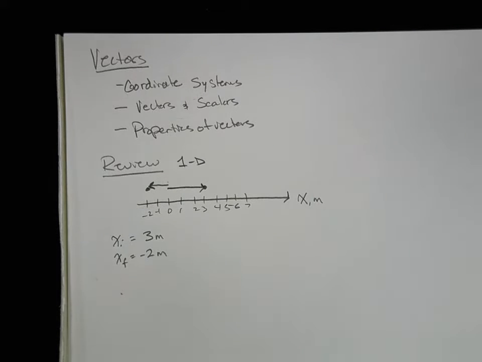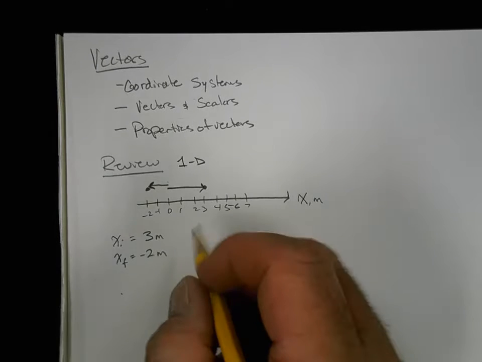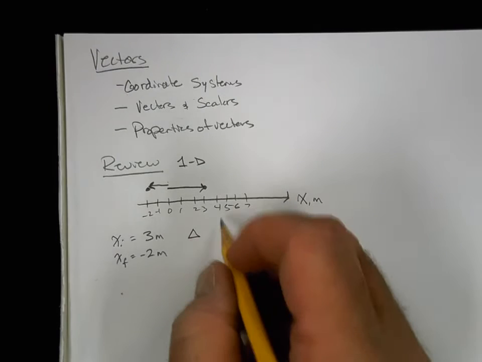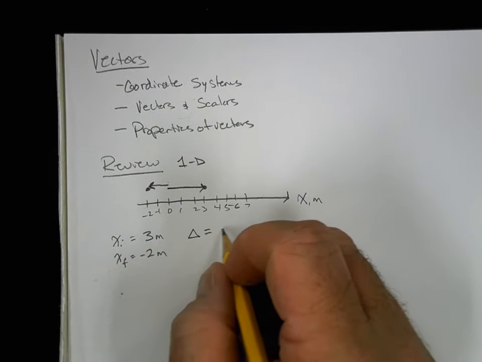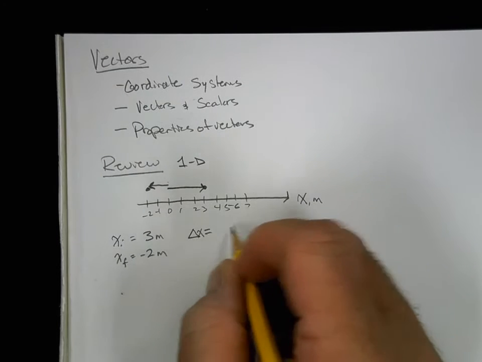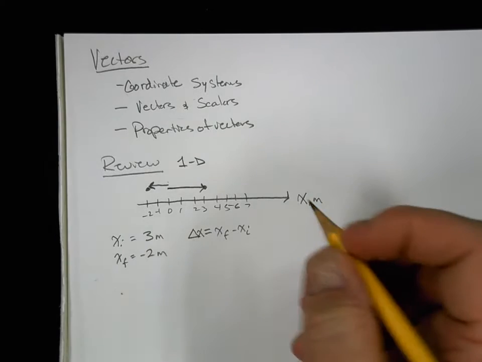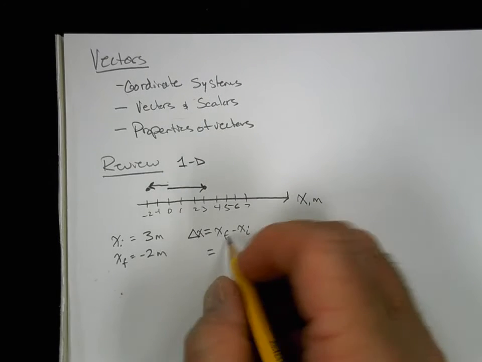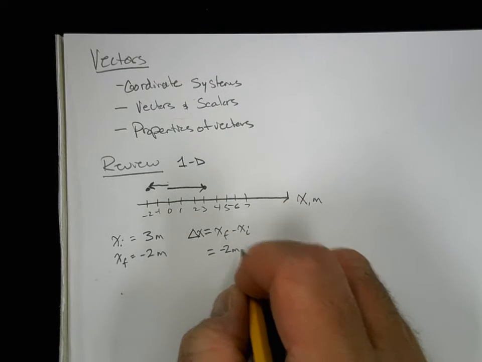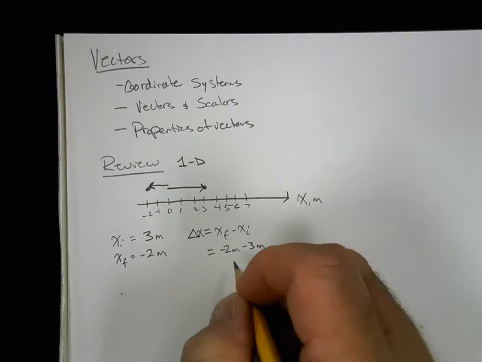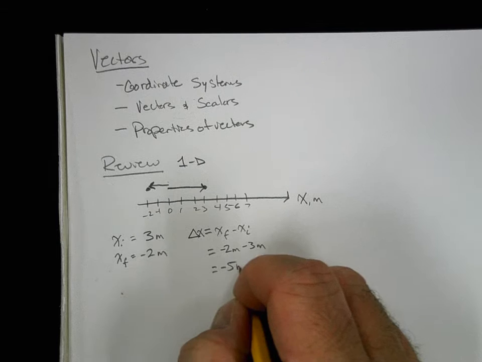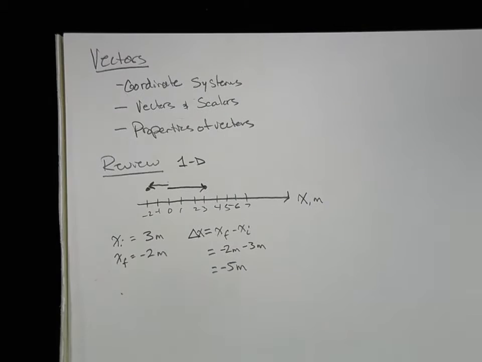Both of these are position vectors. They're just where something is, sort of like talking 0D. It's just where something is with respect to the origin. But we know that our delta x, our displacement, is the difference between the two. So delta x equals x final minus x initial, which in this case is -2 meters minus 3 meters, that's -5 meters, and this is his displacement. This is when he goes from one position to the other.